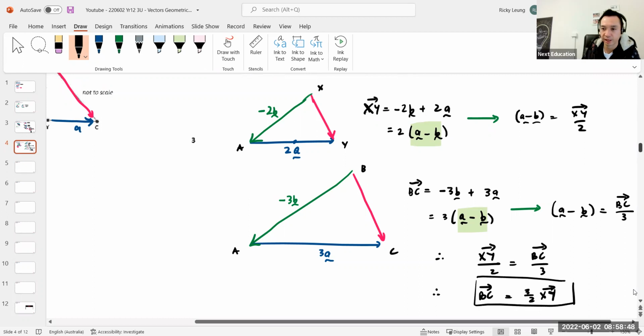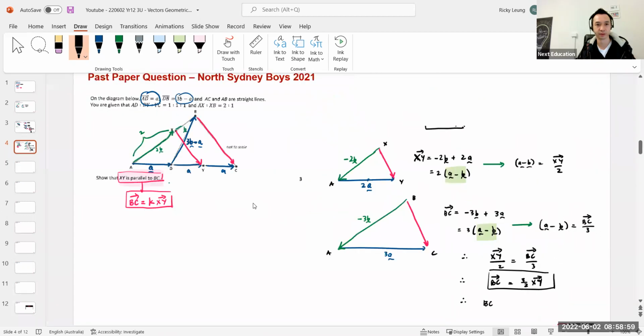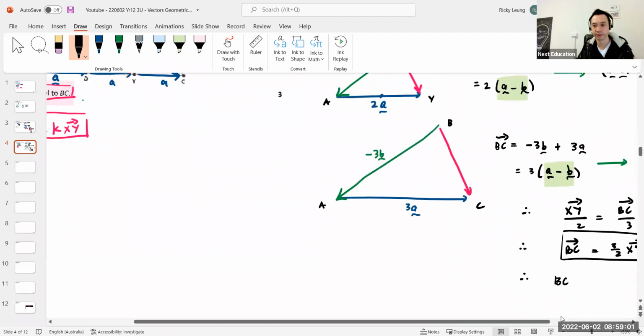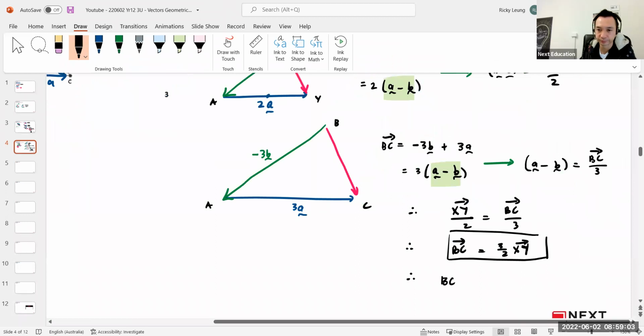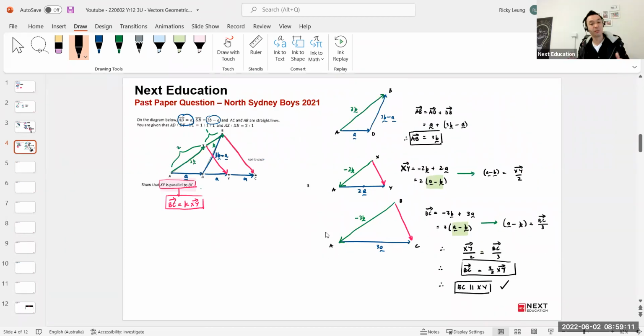Done. And therefore, because it's a scalar multiple, I can say BC, now, do they want me to write vector or just the points? Just the points. So BC is parallel to XY. Not too bad, and the marks are decent, nice.